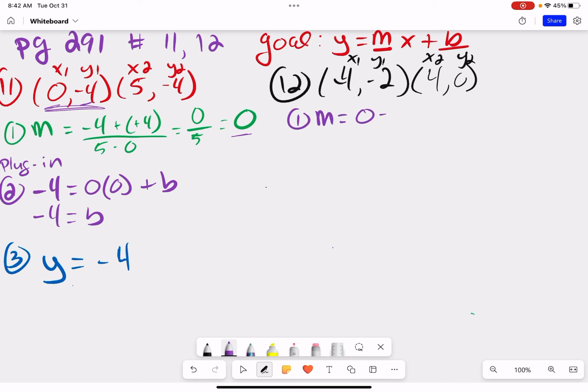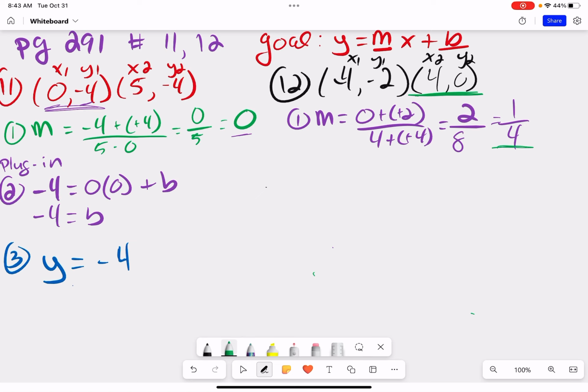So 0 minus a -2 over 4 minus a -4. Plus, plus, keep change, 0 plus 2 is 2. Keep change, 4 plus 4 is 8. This reduces to a fraction of 1 over 4. That's step 1. Step 2 never changes. Step 2, pick a point. It does not matter which point. I see a beautiful 0, so I'm going to look right here. That's going to be my x, my y, and this is going to be my m.